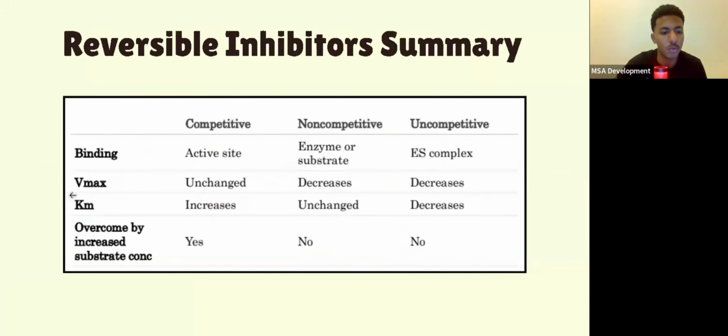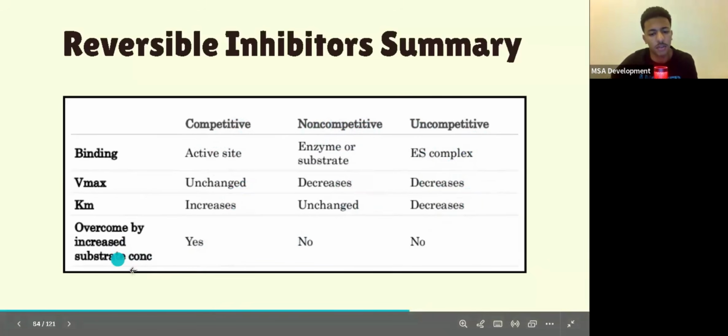This is a summary table. Let's go through it quickly. With competitive inhibition, the binding is to the active site. With non-competitive inhibition, the binding is to the enzyme or the substrate. And with uncompetitive, the binding is to the enzyme substrate complex. With competitive inhibition, the Vmax is unchanged, the Km increases. Non-competitive, the Vmax decreases and the Km is unchanged. And with uncompetitive, the Vmax decreases and the Km decreases. Both of them decrease. And then competitive inhibition only can be overcome by increasing the substrate concentration.